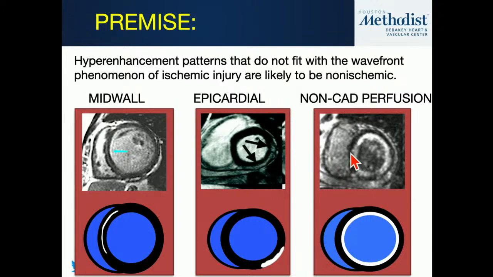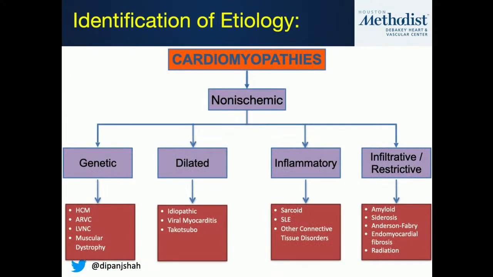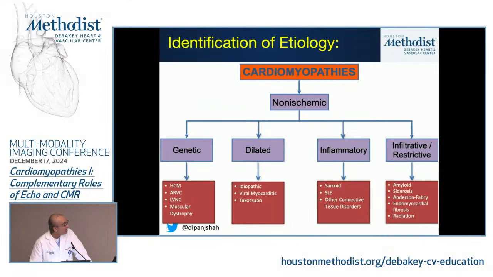Or if you have this kind of global pattern, there's no real coronary artery territory that's going to give you this. So these are clues that you have myocardial damage, but that it's due to a non-ischemic etiology. We use this information to try to hone in on a variety of different underlying cardiomyopathic processes. And obviously there are multiple different schema for how you can break up these non-ischemic cardiomyopathies.